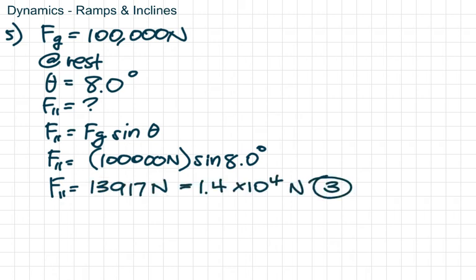And we get 1.4 times 10 to the 4 newtons, and that's choice 3, which is small compared to 100,000, but our angle is also very small. 8 degrees is not much of anything. The truck is at rest, which means the friction force is also equal to that F parallel, but they didn't ask about the friction force.